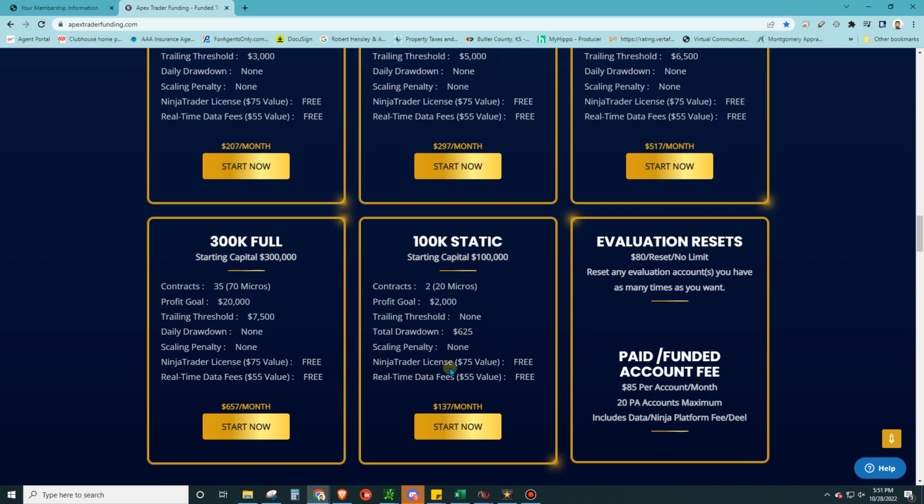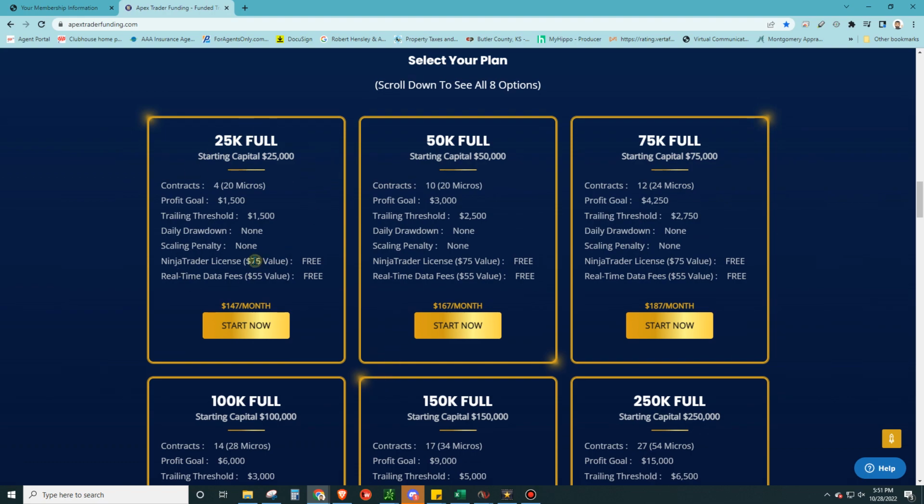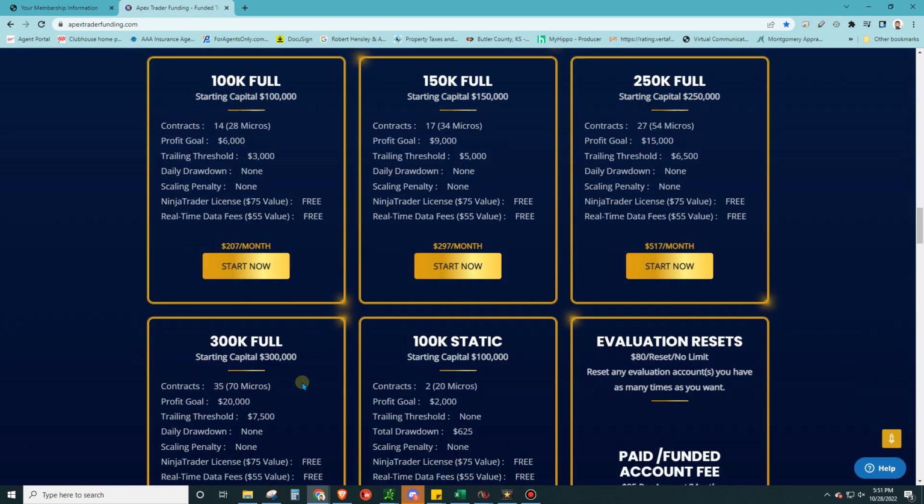This is a different beast than this one, in my opinion. So if you're going to do it, I would say start off with this one if you're new. Learn how to trade with these micros first before you do anything crazy like this.